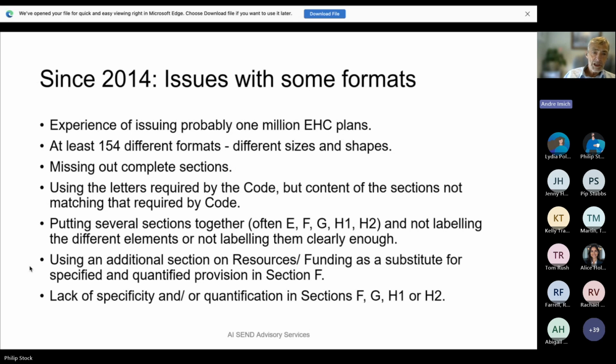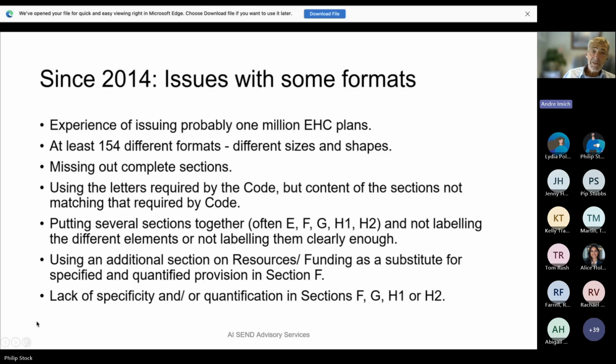And we know that each local authority has a very different format. It's very difficult to find two that are even closely similar. Different sizes, different lengths, different shapes, all sorts of differences. Probably the differences are visually more pronounced than you might imagine.